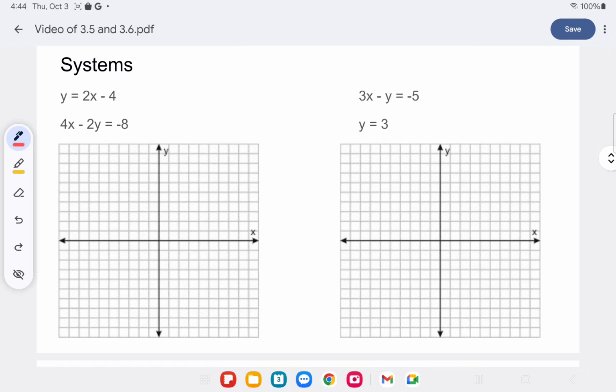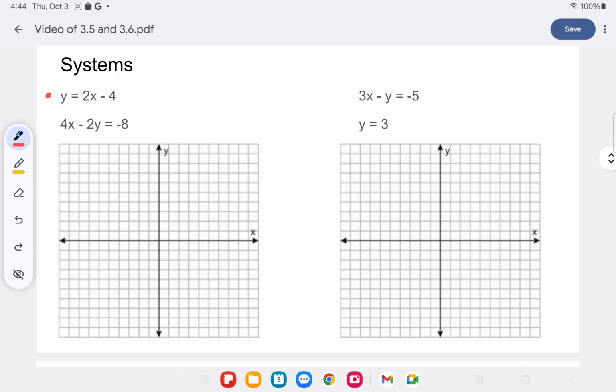The last thing we're going to talk about from this first lesson, 3.5, is how to solve a system of equations by graphing. A system of equations just means we have more than one equation. And so a solution to a system is the point that is on both lines. Solutions to a line are all the points on the line. So if it's a solution to the system, it's a point that's on all the lines involved.